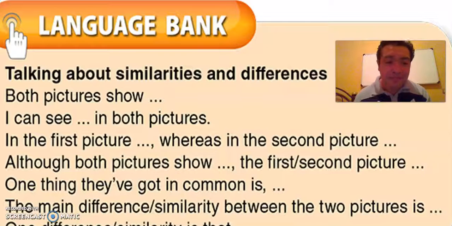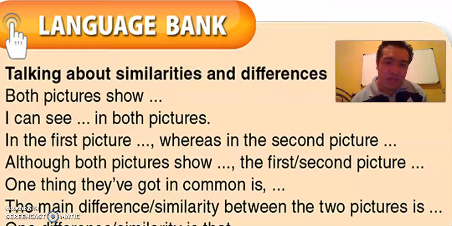Here is another example. Well, although, remember this expression, although means aunque, and both, we already saw this, both, ambas. So although both pictures show animals, the second picture is bigger, is taller, something like this. So in this case, we are talking about differences. Okay. For example, we can say, although both pictures show telephones, the second picture has more modern ones, or something like this.